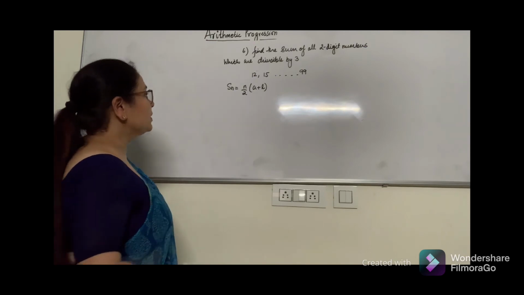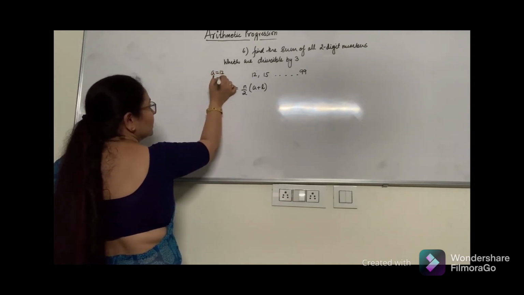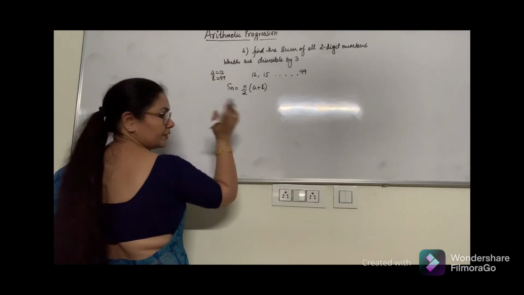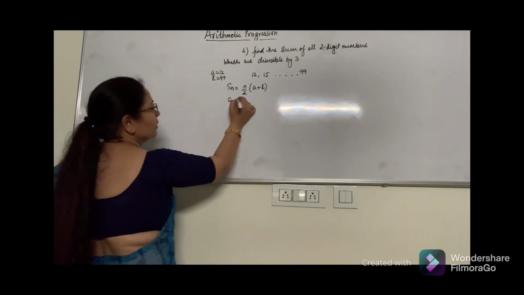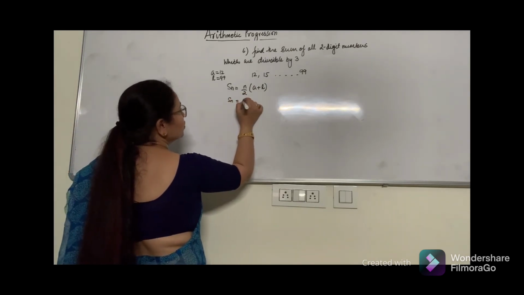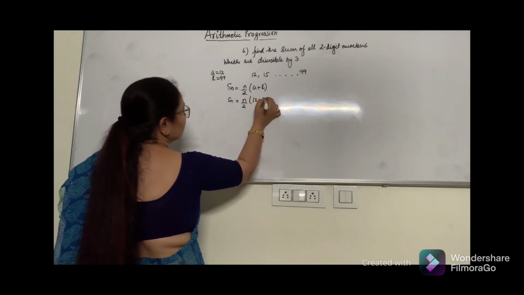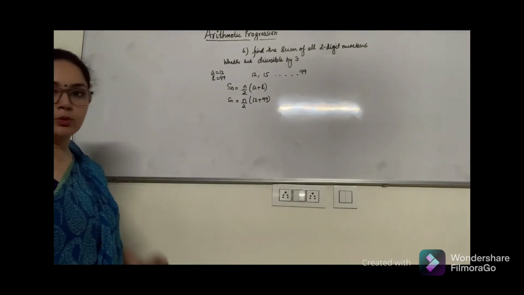So the first term here in this case is a equal to 12, and the last term we know is 99. We don't need the common difference right now, otherwise it is 3. So Sn will be n by 2, but we don't know the value of n.